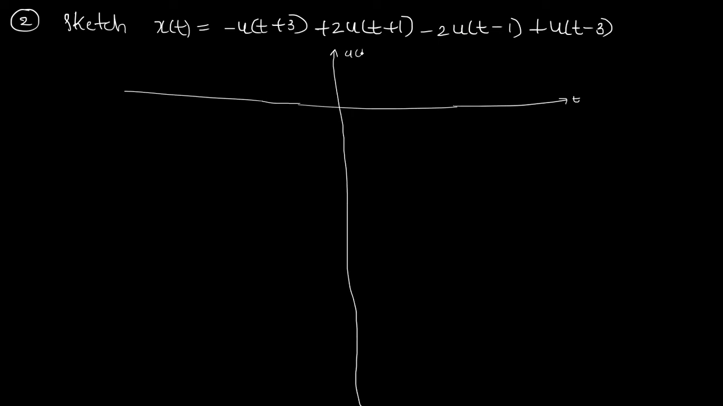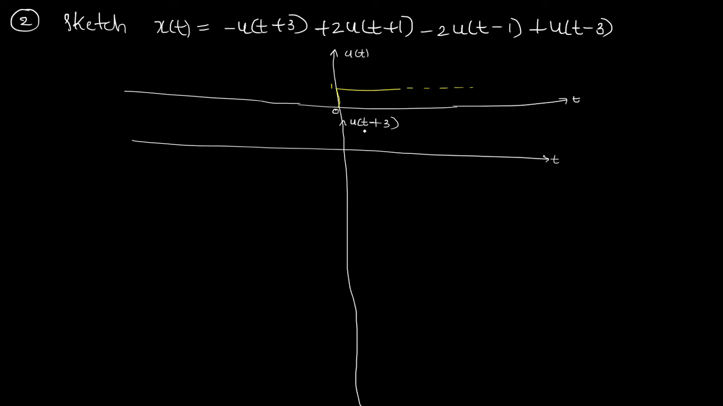Okay, first let me write u of t signal. It is a continuous time signal. U of t signal starts from 0 onwards. It's a unit step signal. This is your u of t signal. Okay, now I have to sketch u of t plus 3.